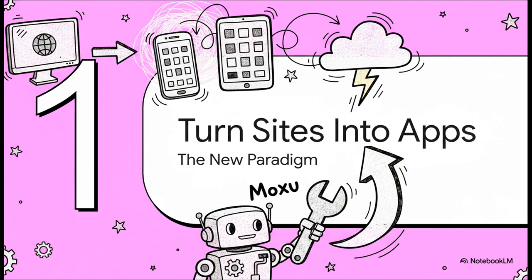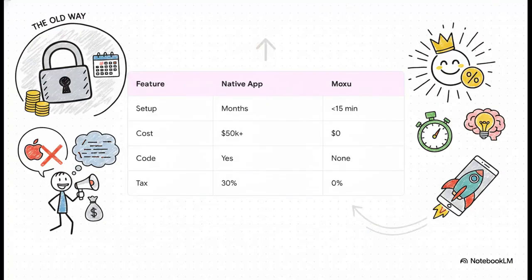Section 1. Turn sites into apps, the new paradigm. And this brilliantly illustrates the massive shift we're talking about. The old way of getting a native app experience, that meant hiring developers, spending 50 grand or more, waiting for months, literally begging for App Store approval, and then handing over 30% of your revenue to Apple or Google. It was completely gatekept. But the Moxu way? It costs $0 to start, you're launched in under 15 minutes, absolutely no coding required, and the best part? You keep 100% of your revenue. Enterprise-grade experiences are now completely accessible to the independent creator.